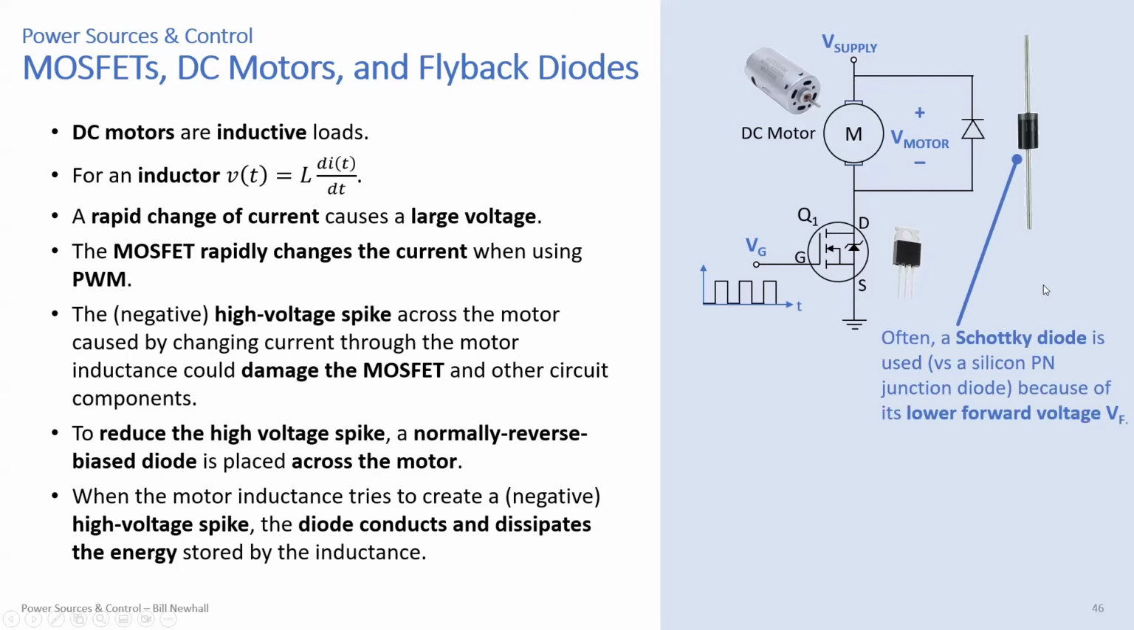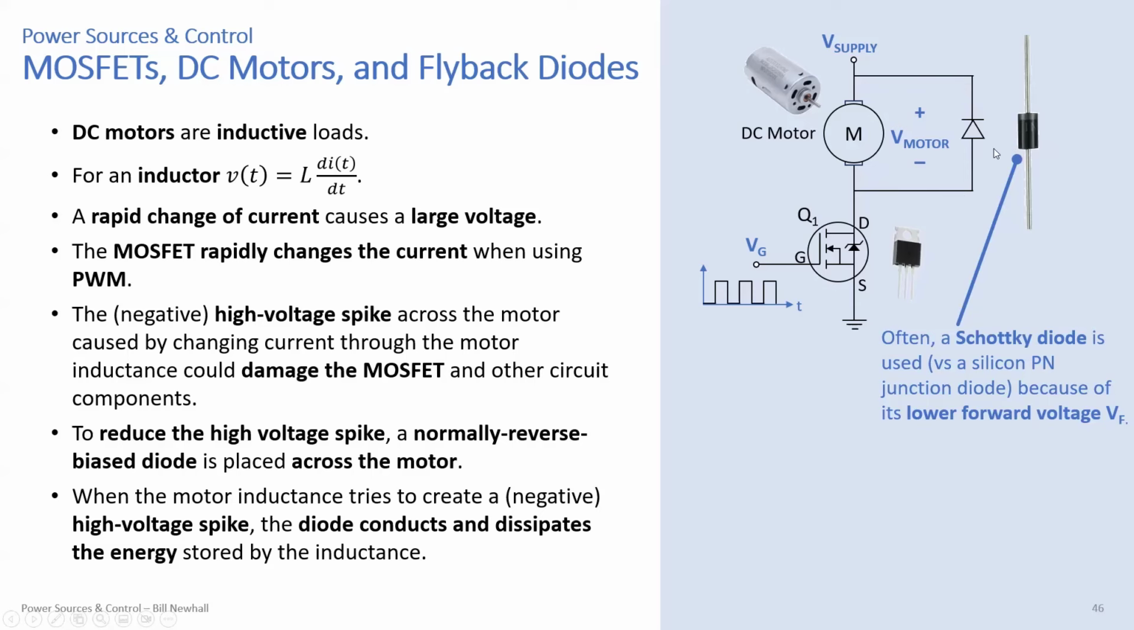Okay. And often a diode called a Schottky diode is used versus just a regular silicon general purpose PN diode. That's because the Schottky diode has a lower forward voltage. So it starts conducting at a lower voltage, closer to 0.2 volts compared to 0.7 volts.